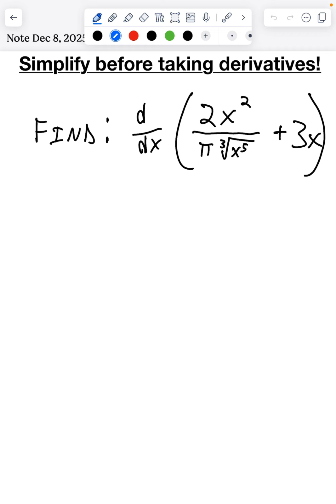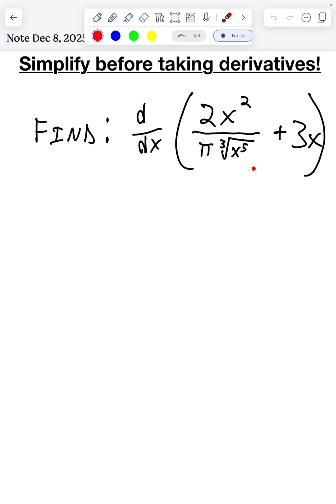All right, so here's another one that my Calc AB students seem to struggle with: finding the derivative of something like this over here. We've got 2x squared over pi times the third root of x to the fifth, all plus 3x. The first question I would typically ask the class is, how do I find the derivative of this? What do we have in mind?